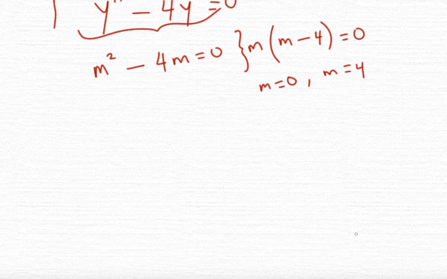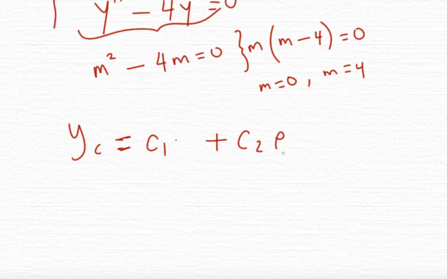So then our y sub c, which is our general solution, is equal to c1, the first constant, times e to the 0t, which is just 1. And then plus c2 times e to the 4t. Oops, I said e to the 0x earlier, but we're in the time domain, so it's e to the 0t and e to the 4t. Okay, so that is our general solution.